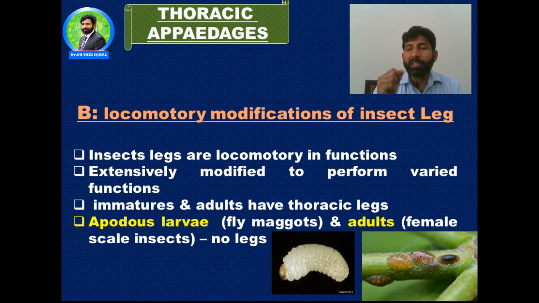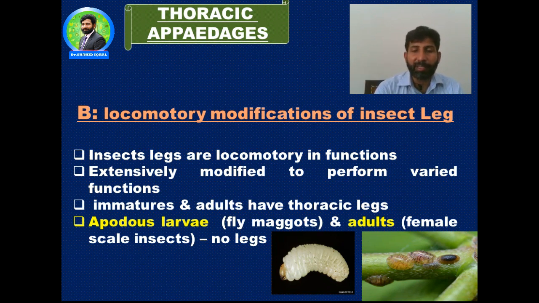Locomotive modification of insect legs: how insect legs are modified. On the basis of locomotion, there can be multiple categories. The basic function of insect legs is locomotion, but they are extremely modified to perform varied functions. Immatures and adults have thoracic legs. Apodous larvae are legless larvae, such as the maggots, which are larvae of flies, and adult female scale insects have no legs.